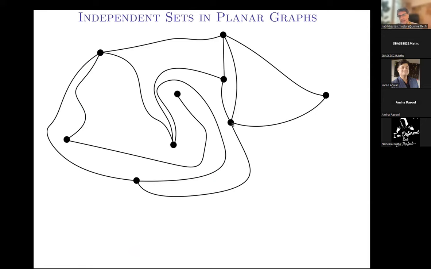Of course, they can meet at a vertex, which is their endpoint. But otherwise, in the interior of these curves, they don't intersect each other. Now, this graph is a planar graph, and it has a lot of structure. And so the early question in the 70s that people asked was if for these particular cases, one can do better.